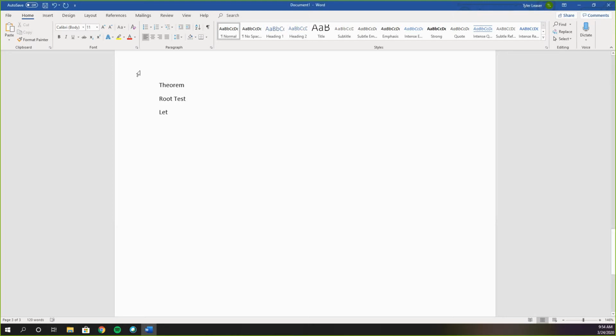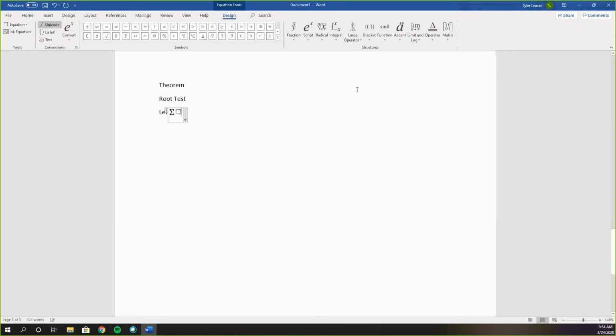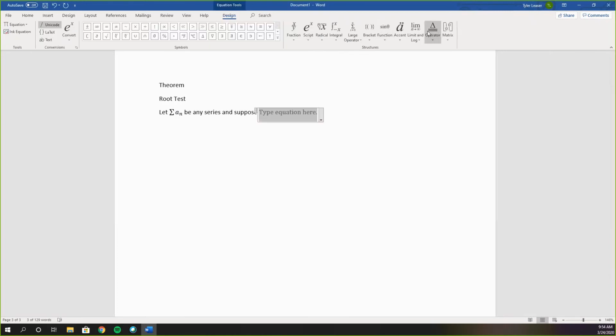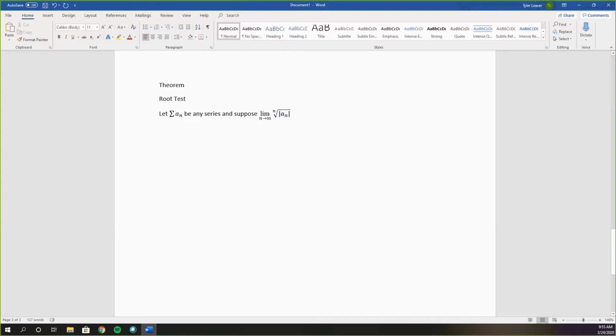So just a definition for the root test: let there be some series, these a sub n values, be any series, and also suppose that we have the following. So here's the root test part of it. We're still going to be looking at this limit as n goes to infinity, but we're not looking at the ratio of consecutive terms anymore. For the nth root test, we're going to be looking at the nth root of the absolute value of the nth term of the series. If this does approach some number, we're still going to call it p.